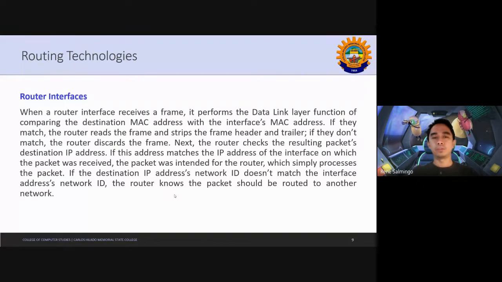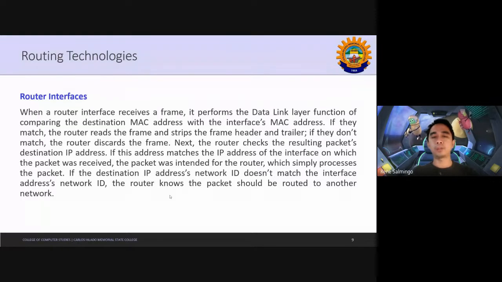When a router interface receives a frame, it performs a data link layer function, comparing the destination physical address with the interface physical address. If they match, the router reads the frame and strips the frame header and trailer. The header will provide you the IP address and the trailer will contain the data. If they don't match, the router discards the frame.